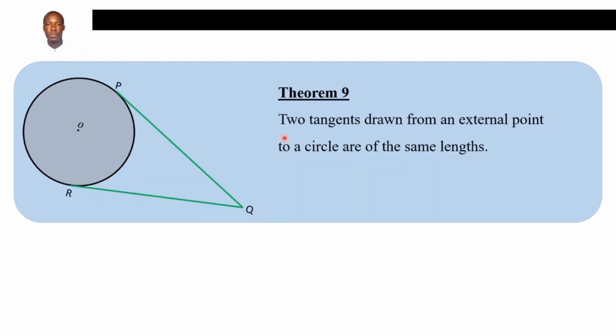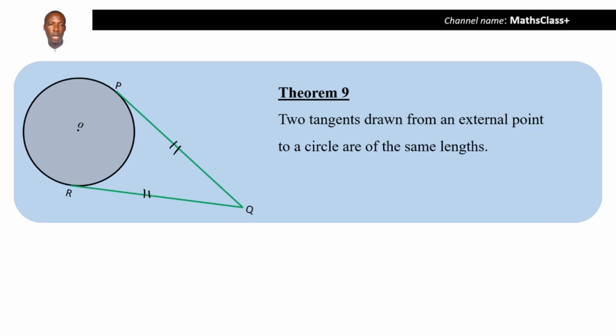Theorem 9. Two tangents drawn from an external point to a circle are of the same length. The two tangents from the diagram here are PQ and RQ. They are both from the point Q. The theorem says the distances PQ and RQ are equal. That is, RQ is equal to PQ. That is what the theorem says.